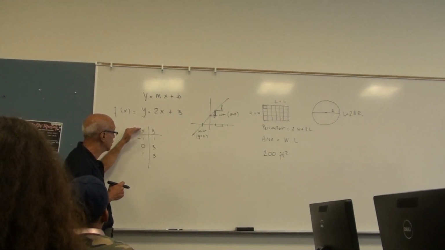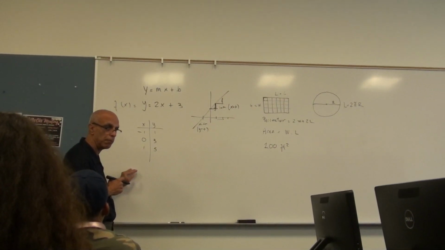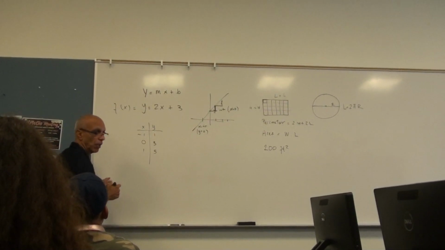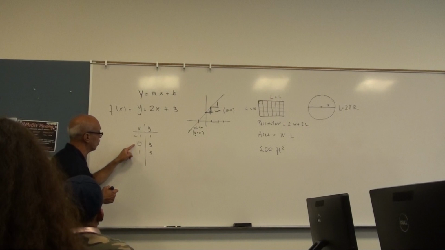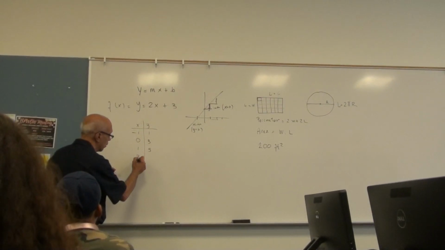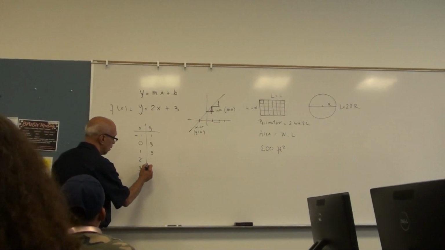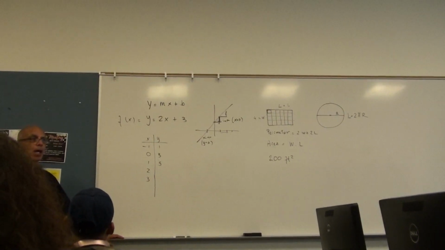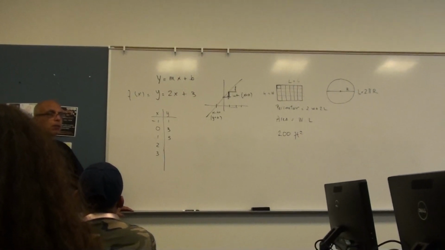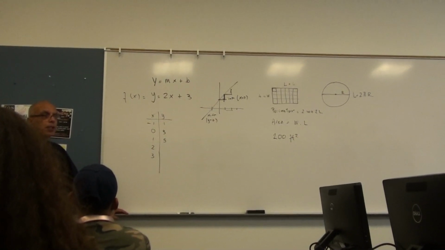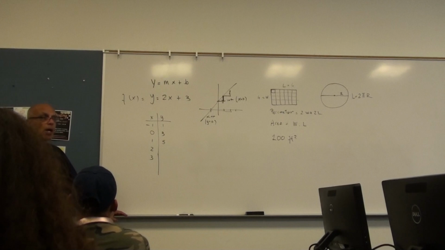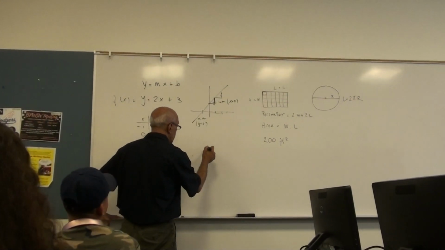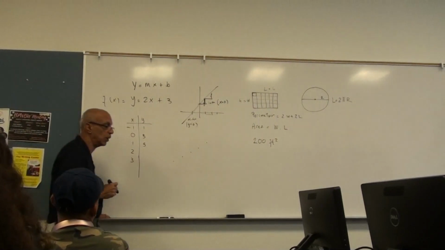Well, one strategy is to build a table, okay? We assign different values for x, like -1, 0, and 1, or you could have more. But we know this is going to be a straight line. How many points do we need to define a straight line? 5 points? Well, let's say 1, 2, 3, 4, 5. We have 5 points here.